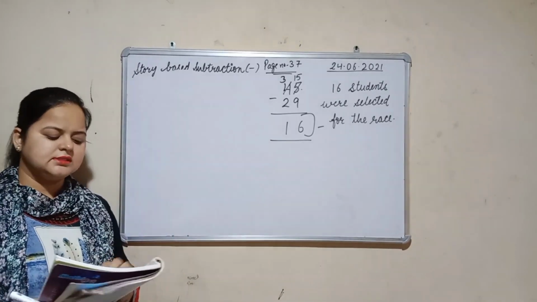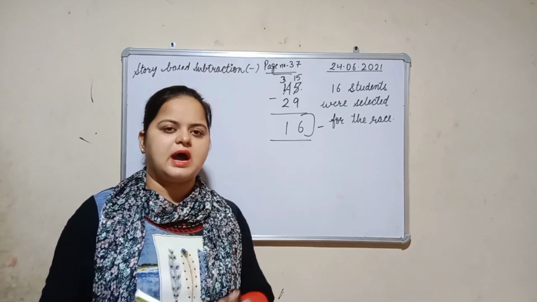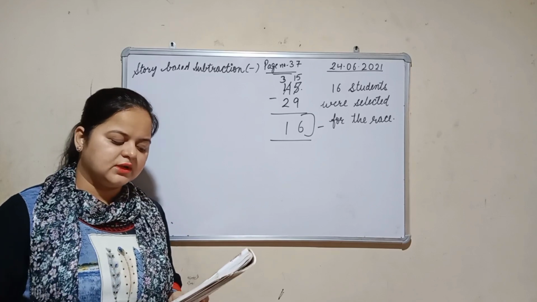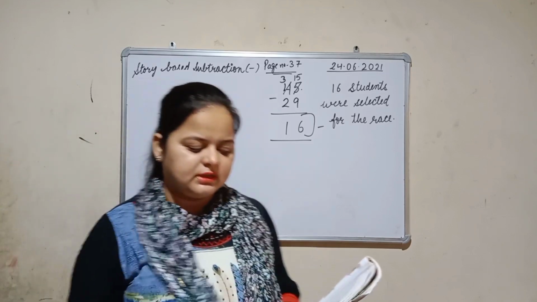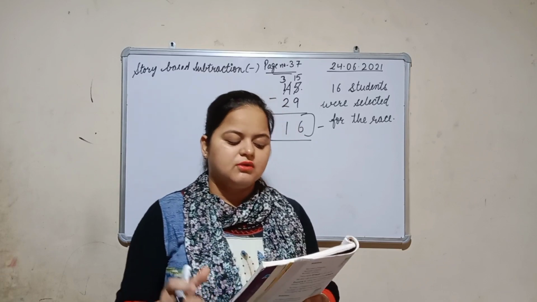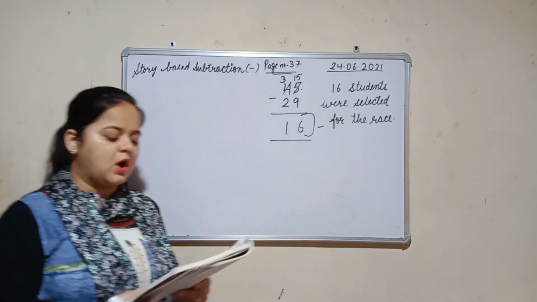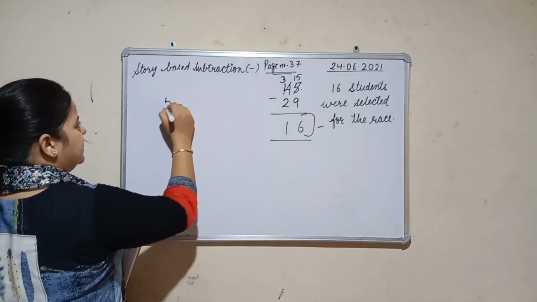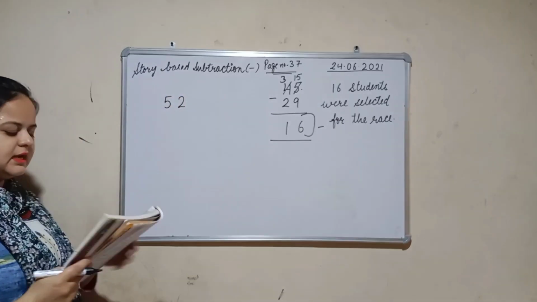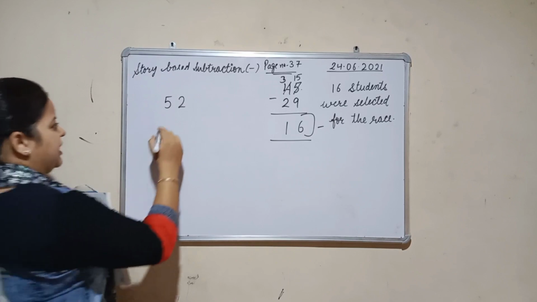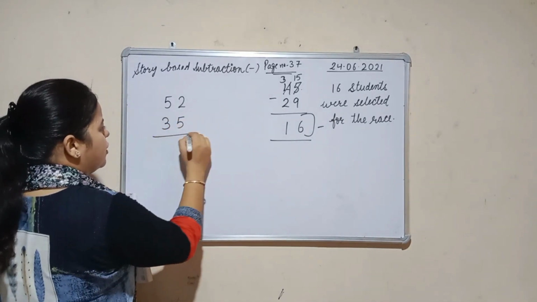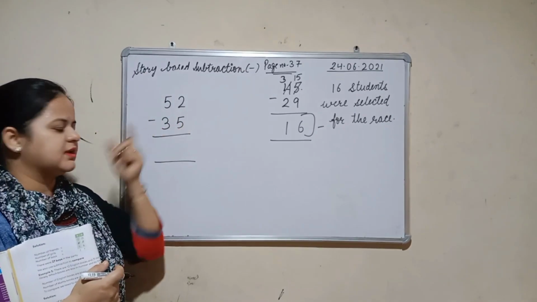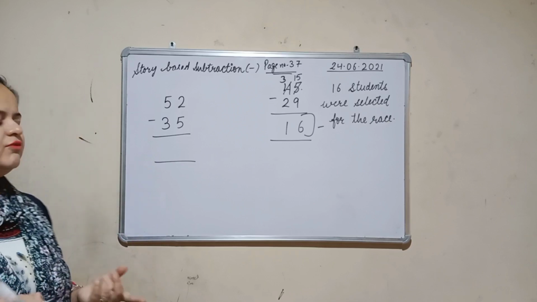Okay, the next sum is: 52 students of class 2 are going to the zoo in a bus. Where are they going? To the zoo, yes, in a bus. Good. 35 girls are going to the zoo. How many students were boys? Okay. How many total students are there? 52. And how many girls are going to the zoo? 35. We have to find how many boys are going to the zoo. 52 are total students, 35 are girls, and we have to find the number of boys.